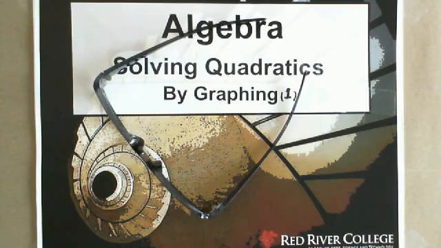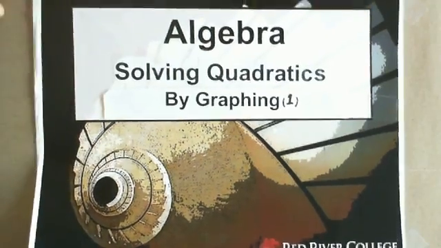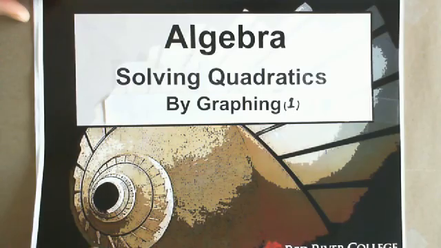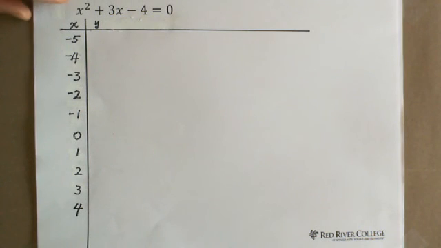Solving quadratics by graphing, part 1. I'd like to show you several different ways to graph and to solve a quadratic equation. This is one method, the basic table of values method, which is the general method for graphing any kind of function. So let's see this example.